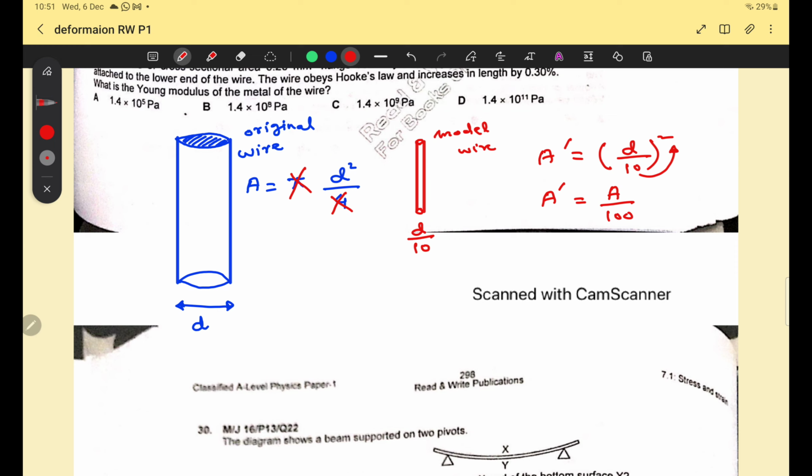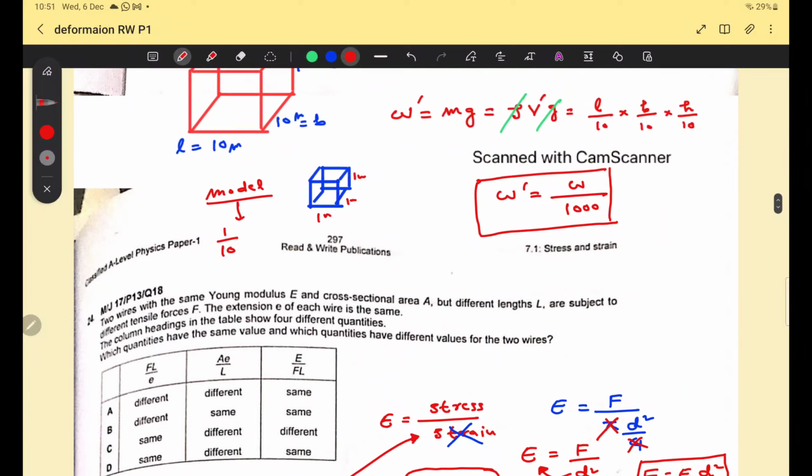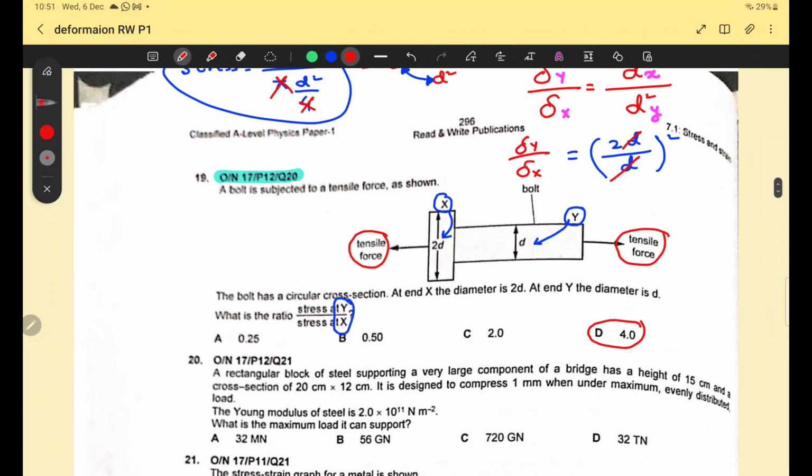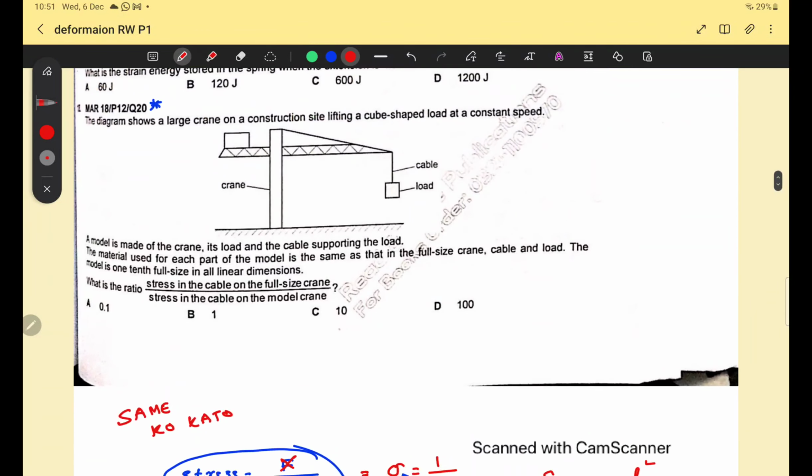I want to have you noted. Okay, okay, beta. And now I am trying to solve this question.